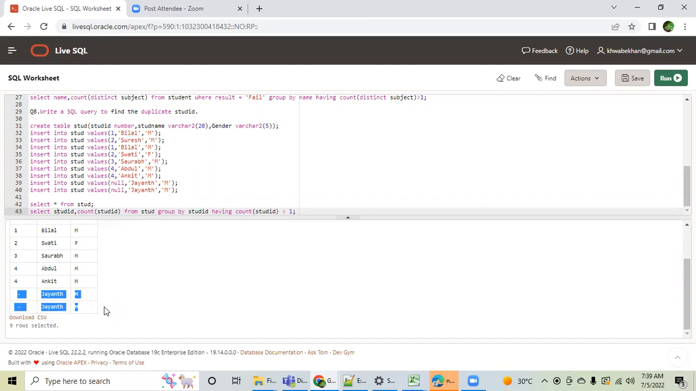See, how can these two not be duplicate? Why? I agree this is null. I agree this is J and M. This is also null, J and M. Even then I'm telling you this is not duplicate. Why? Tell me, is this null and is this null? They both are the same.